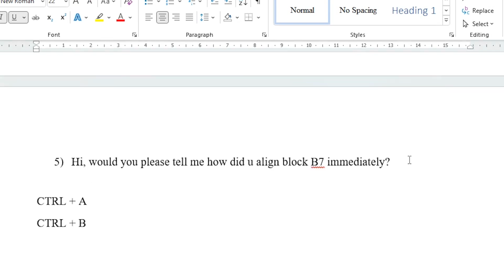Hi, would you please tell me how did you align block B7 immediately? Obviously, I have explained it that first use Control A and it will select all the flow sheet, then simply press Control B and it will align automatically.